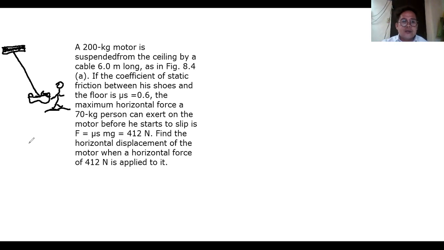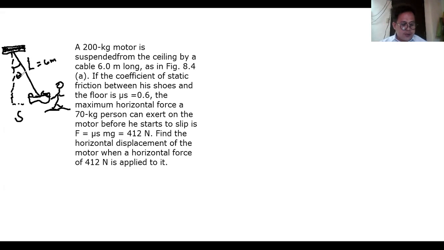So it is right over here. This one is the original position of the motor. Our task is to solve for this one. Let's say, for example, it's S, and we have here the length, which is equal to 6 meters. Now, the first thing that we have to solve is what is the angle right over here.